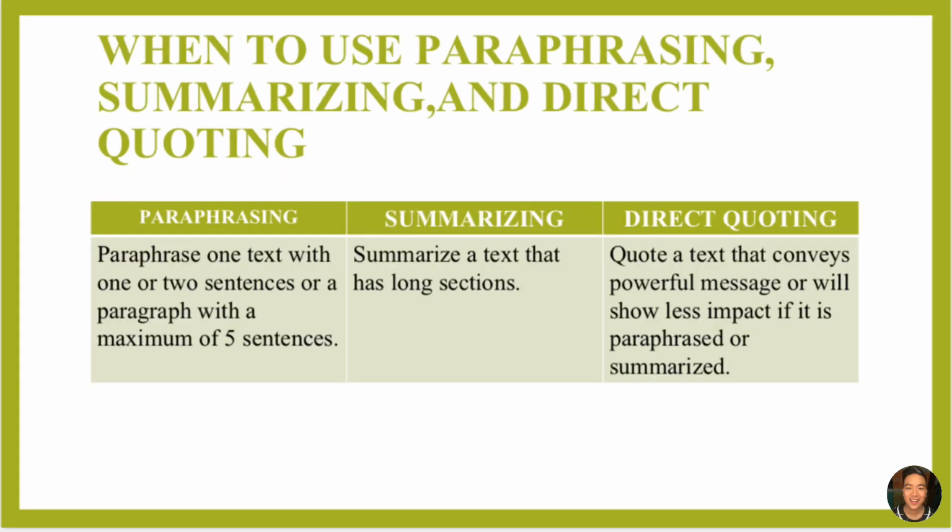Let's talk about when to use paraphrasing, summarizing, and direct quoting. Paraphrase a short text with one or two sentences or a paragraph with a maximum of 5 sentences. So you paraphrase when you want to avoid or minimize direct quotations or rewrite the author's words by not changing the message or use your own words to state the author's ideas. In summarizing, you summarize a text that has long sections.